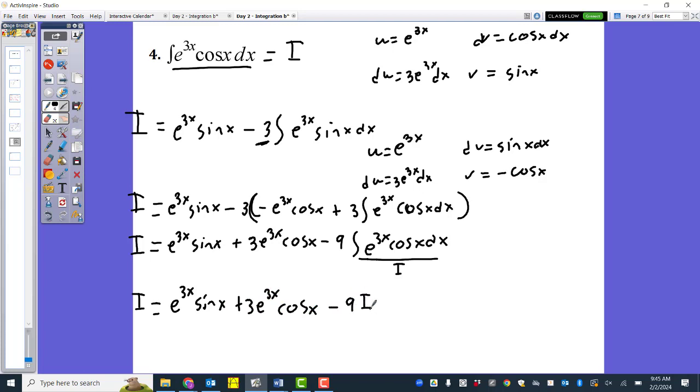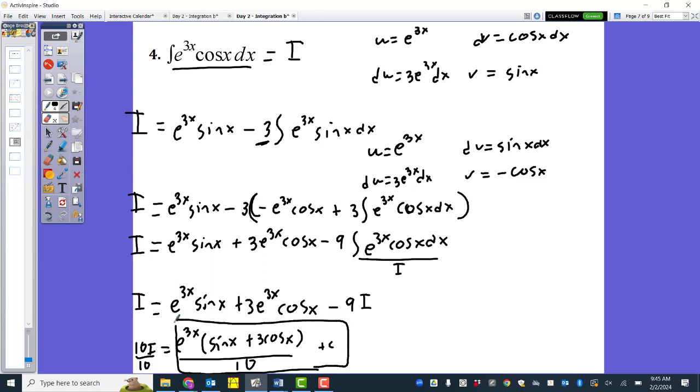And at this point, it's just variable isolation. We're going to rearrange to get I by itself. So we have 10I equals e to the 3x, and I'm going to pull out the e to the 3x here so I don't have to keep writing it, times sine x plus 3 cosine x. And then we're going to get I by itself by dividing by 10. So divided by 10, and this plus c is going to be our final answer.